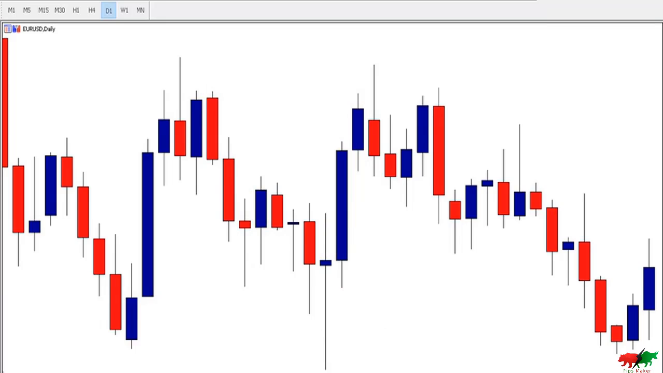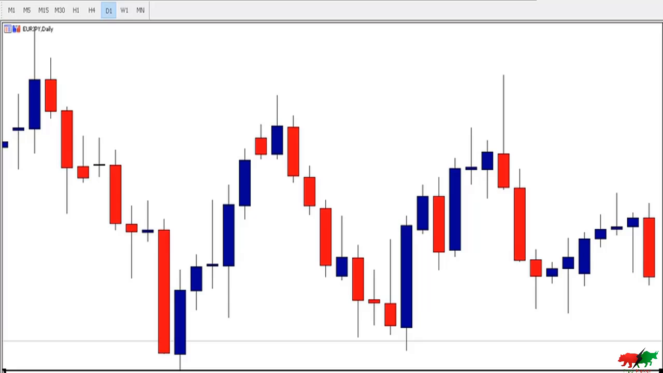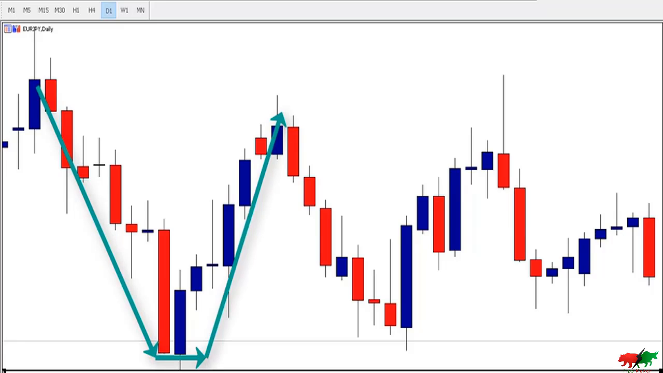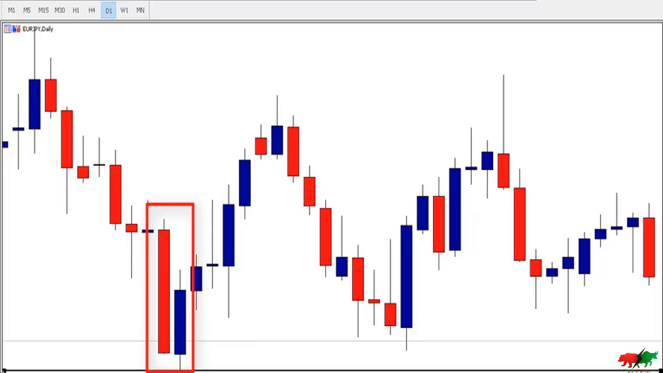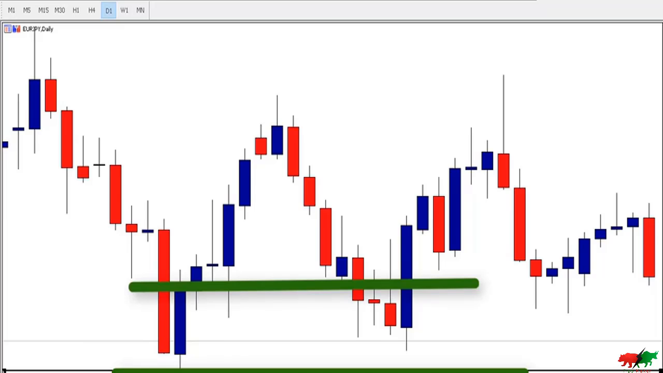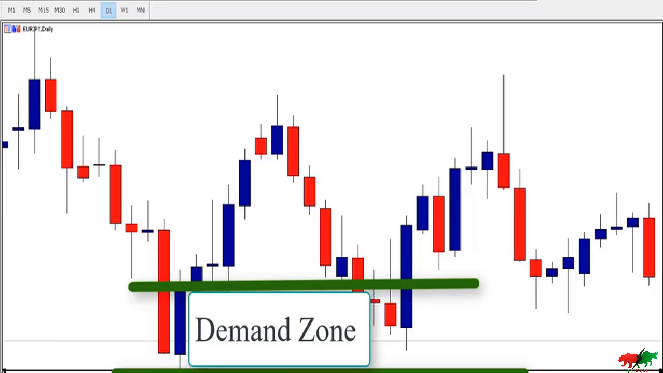Look at another example. This is the Euro JPY daily chart, and this is a drop, base, rally demand zone pattern. So this is a clear piercing pattern that was formed at the beginning of this move up. So to draw the demand zone, you draw the proximal line at the close of the bullish candle and the distal line at the lower shadow.